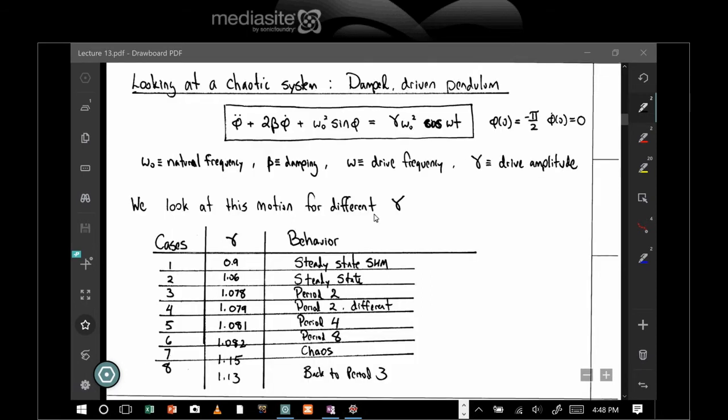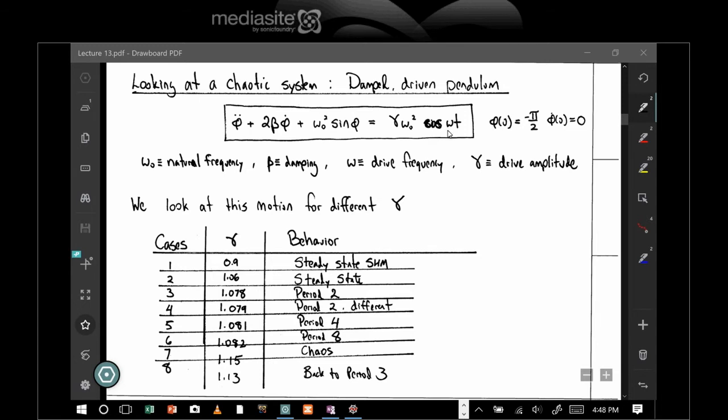So what system are we going to look at in class? We're going to look at a damped-driven pendulum, and this is my equation of motion I'm going to solve. Notice this is from F equals ma. This is my damping term. Beta is my damping term. This is my nonlinear restoring force because it's omega naught sine. And then I'm going to drive the system with a cosine.